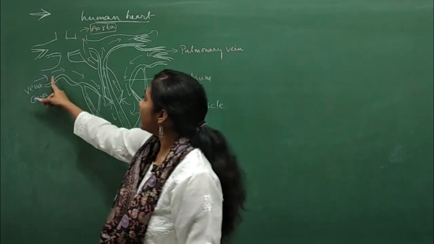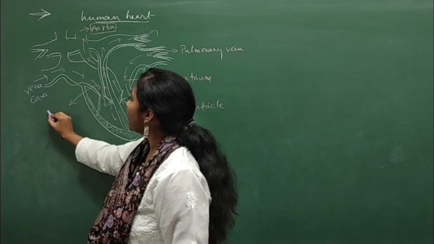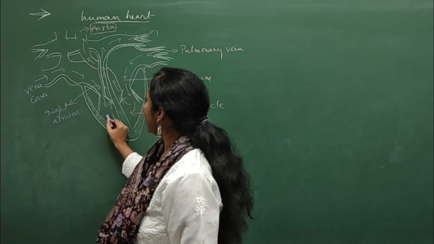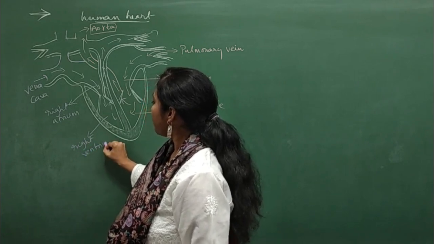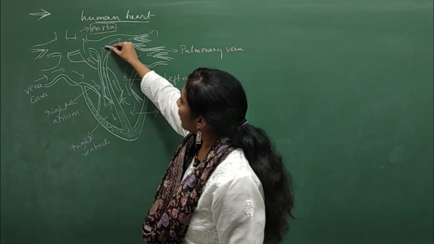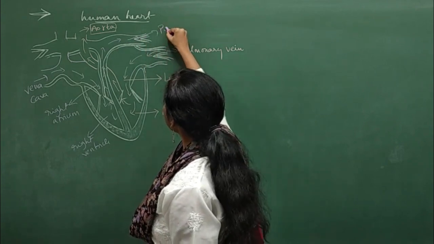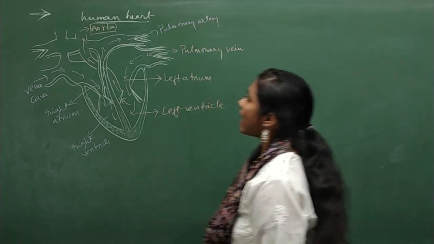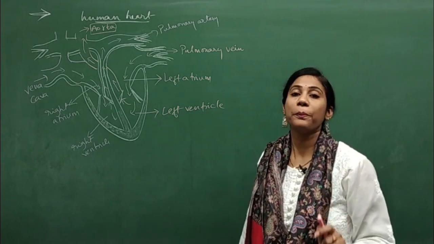Isn't it? So this is your vena cava. From the vena cava, the blood has entered which part of the heart? This is what we call the right atrium. Right atrium, and this is the right ventricle. Right? And from the right ventricle, blood is moving into which one? Pulmonary artery. So this is your pulmonary artery. Right? So these are some of the very, very important parts of the human heart.